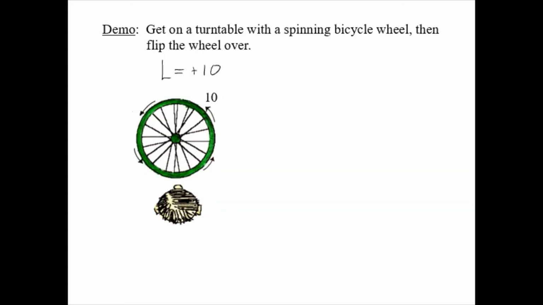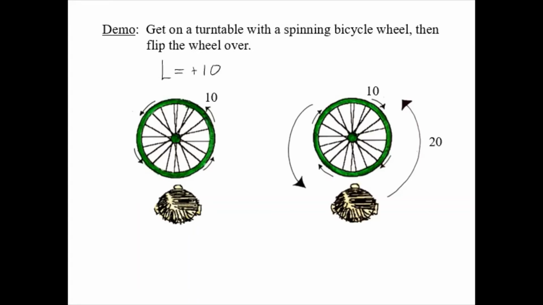At the same time, I'm standing on a rotating stand here that can spin, so I'm almost like the ice skater. What will happen? Well, when I turn the bicycle wheel over, you realize that it will now be spinning in a clockwise direction. So the bicycle wheel is going to be spinning clockwise now with 10 units of angular momentum. And so the angular momentum of the bicycle wheel is now minus 10.